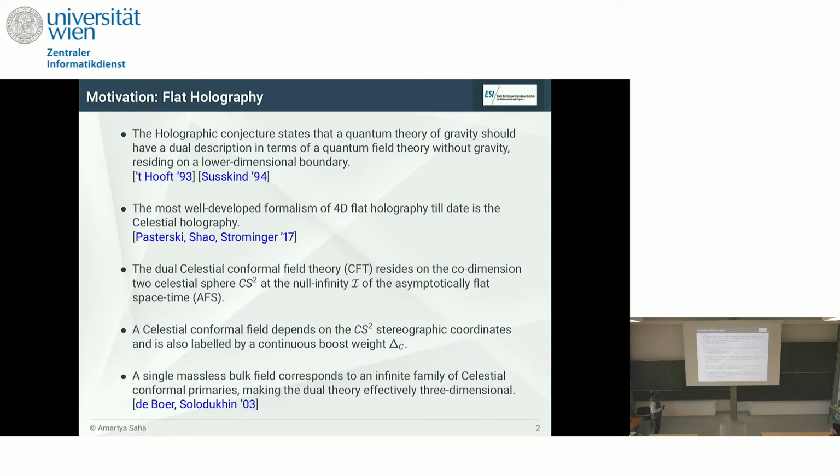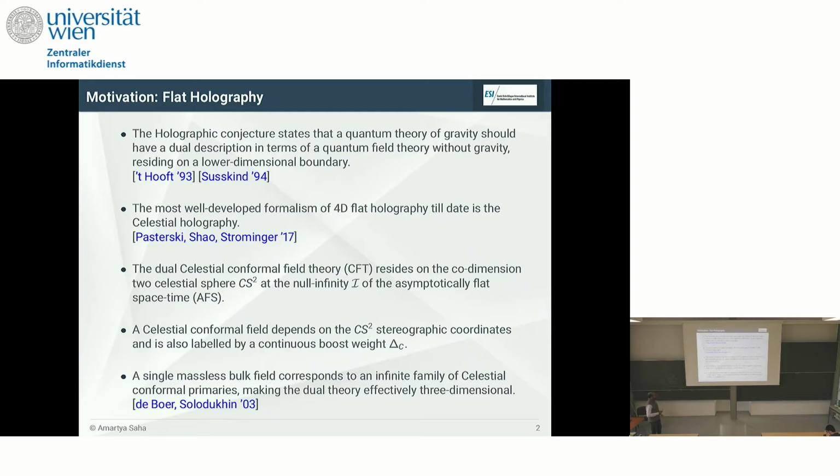The most well-known example is AdS/CFT, but certainly asymptotically flat space is closer to reality than asymptotically AdS. So that's why we are interested in flat space holography. The most well-developed formalism to date for flat space holography is celestial holography, where the celestial conformal field theory resides on the codimension 2 celestial sphere at null infinity, scri, of the asymptotically flat spacetime.